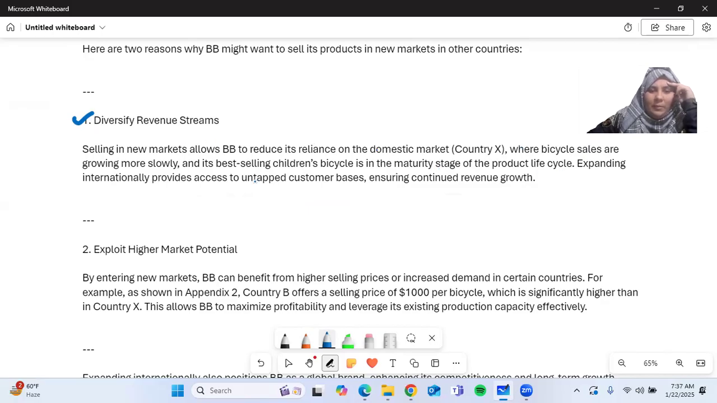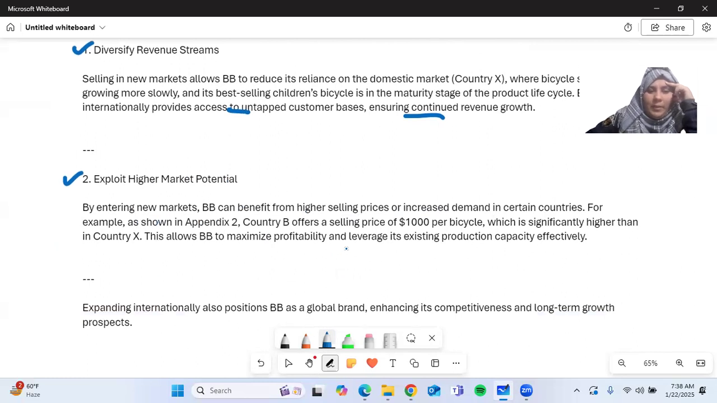So expanding internationally provides access to untapped customer bases, ensuring continued revenue growth. The second reason is that they want to exploit the market potential. By entering new markets, BB can benefit from higher selling prices or increased demand in certain countries. For example, as shown in Appendix 2, country B offered a selling price of $1,000 per bicycle, which is significantly higher than country X, and this allows BB to maximize profitability and leverage its existing production capacity effectively.